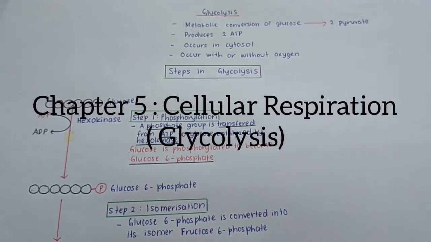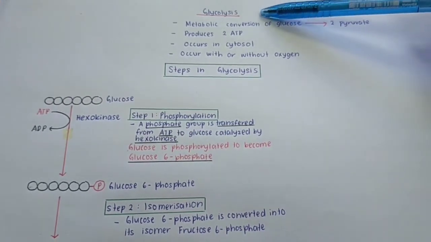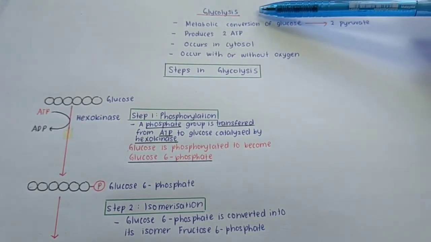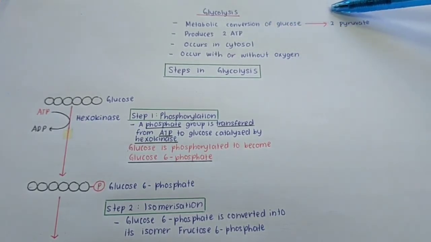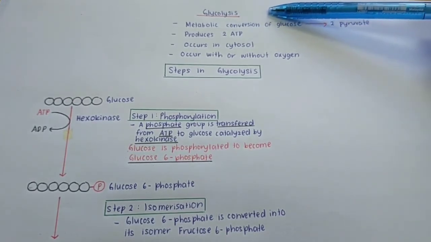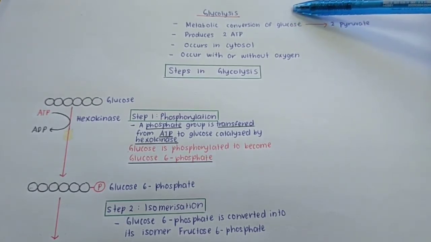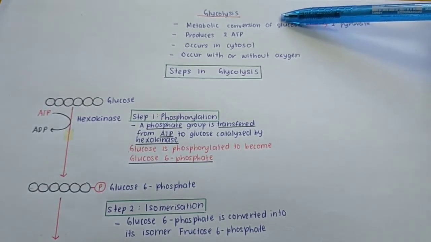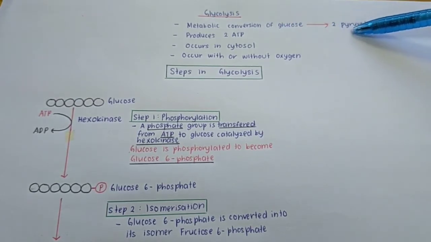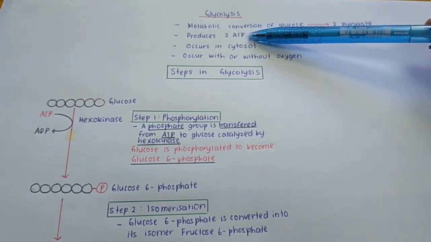So now we look at the first process involved in cellular respiration, which is glycolysis. Okay, so first of all, what is glycolysis? It is a metabolic conversion of glucose into two molecules of pyruvate. So that means when the glycolysis process occurs, it involves the breakdown of glucose. Glucose is a 6-carbon molecule. When glucose is broken down, it splits into two molecules of pyruvate. Pyruvate is a 3-carbon molecule. And from this process, it will produce 2 ATP.